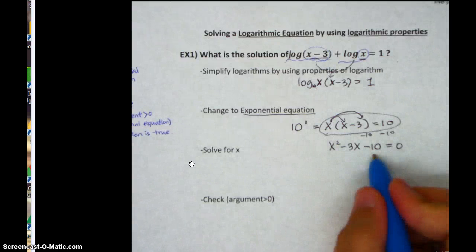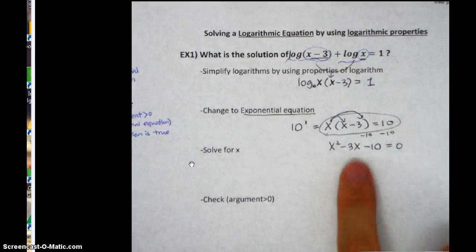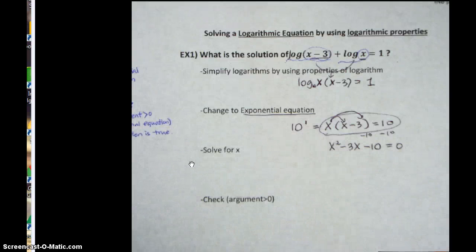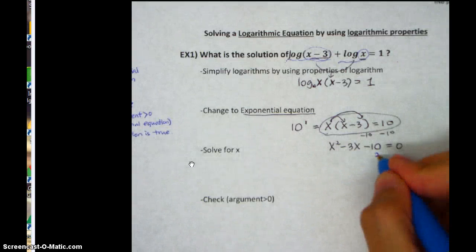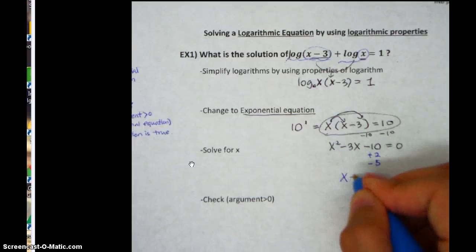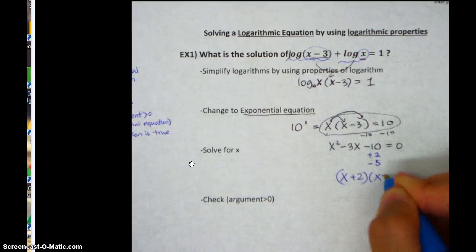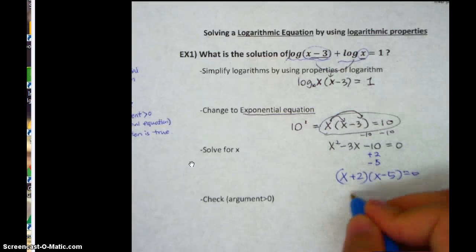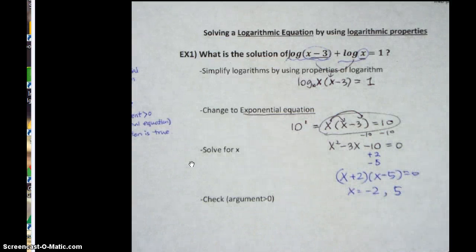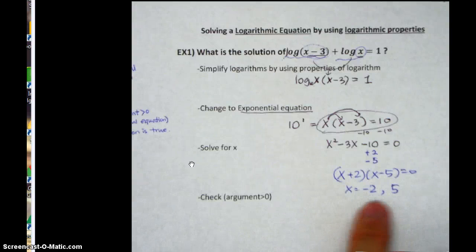Now we can just try to factor. What are the two numbers that multiply to negative 10 and add to negative 3? Well, they are 2 and 5. So since that's negative 3, this should be negative, that should be positive. So x plus 2 times x minus 5 is equal to 0. x must be negative 2 or 5. Okay, now we got these answers.